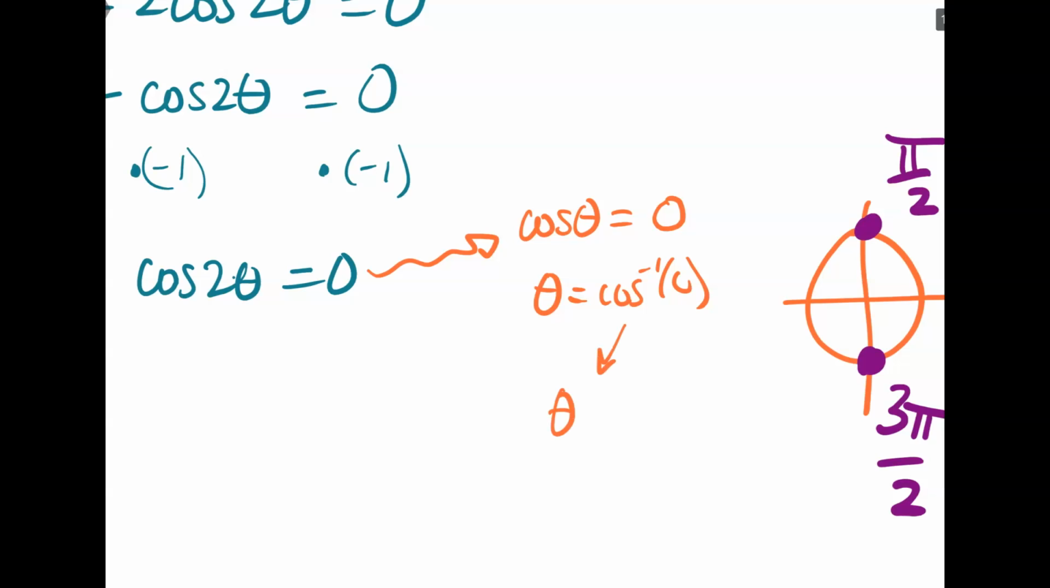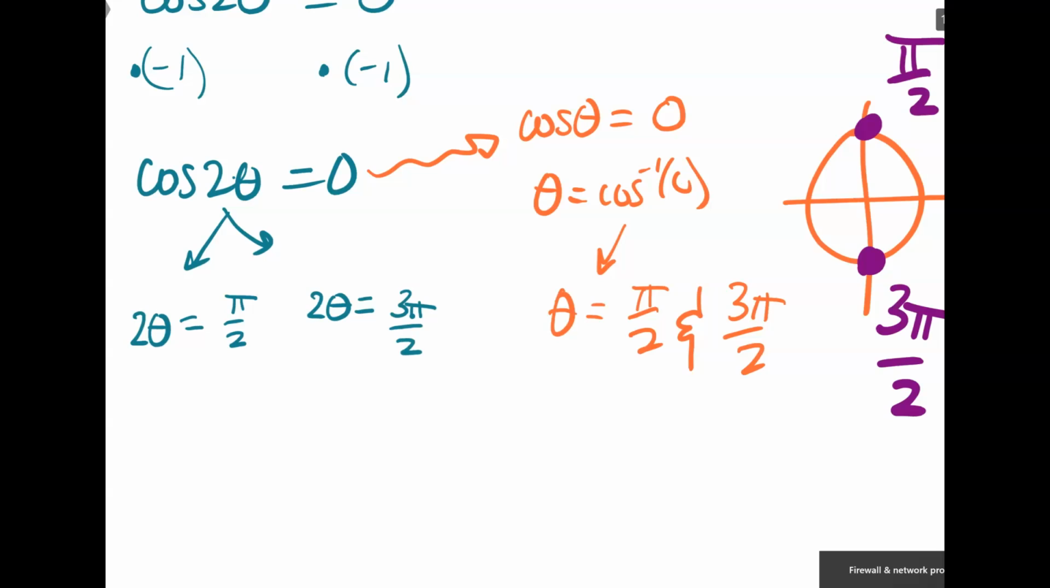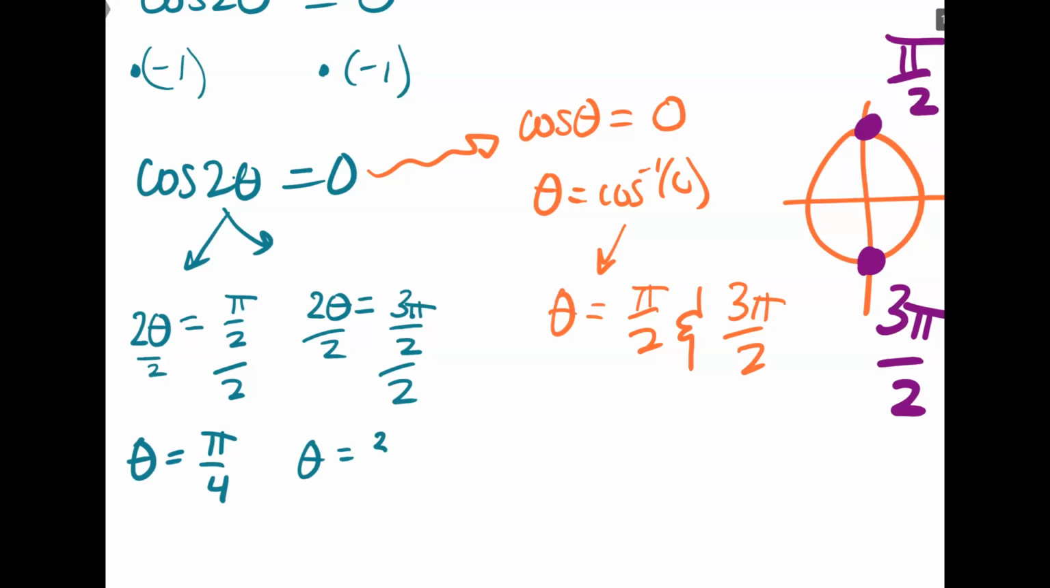Then you would say, okay, well, theta equals pi over 2 and 3 pi over 2. But that's not really our case, right? Because it's not just theta, we have 2 theta. So coming back to the left side, there's two places where cosine equals 0, but these aren't actually our angles. I have 2 theta equal to pi over 2, and 2 theta equal to 3 pi over 2. If you divide both sides by 2, one of your angles is pi over 4. The other angle you get is 3 pi over 4.